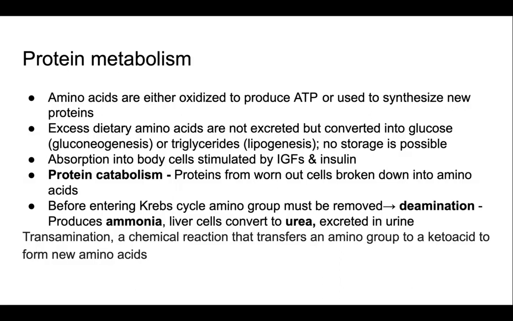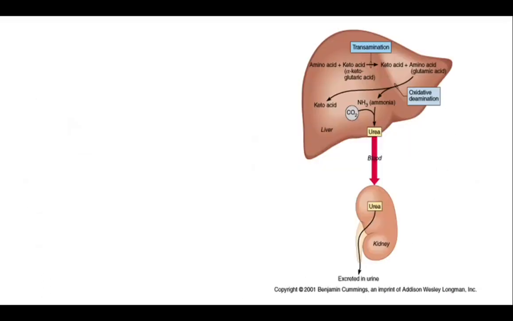So transamination is going to be a chemical reaction that's going to transfer an amino group to a keto acid to form a new amino acid. So this is showing some transamination occurring here in the liver. It's showing here your amino acid being broken down, producing a keto acid, and here producing the ammonia that will be made into urea. It travels through the bloodstream to the kidney. The kidney is going to filter it out and remove it in your urine.